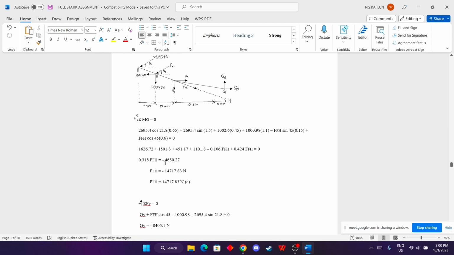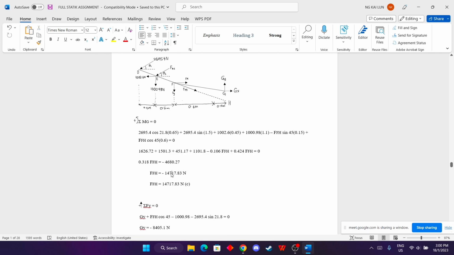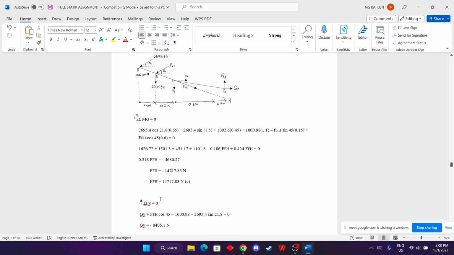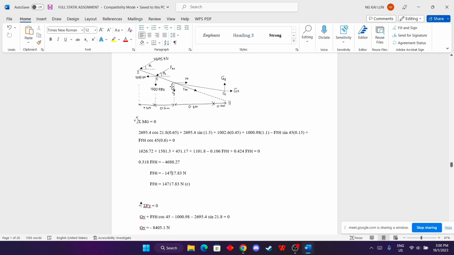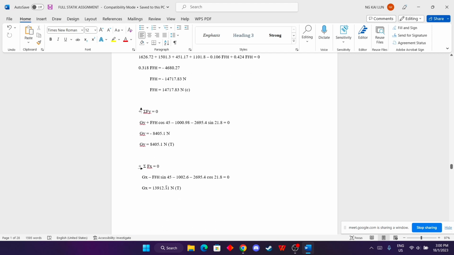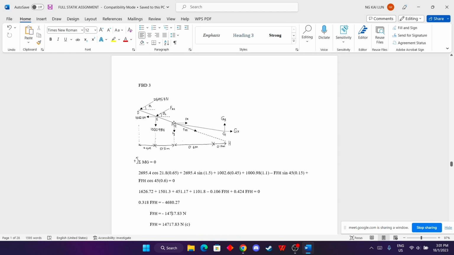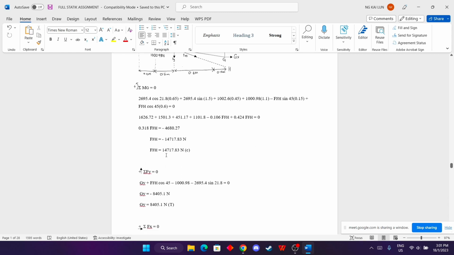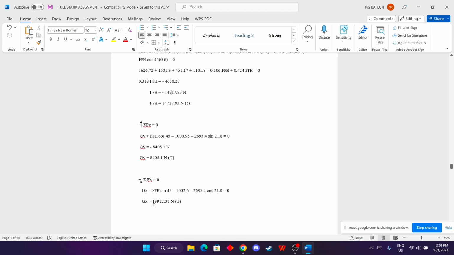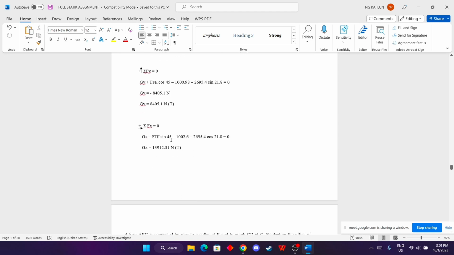I found here FFH equals negative 14 K Newton. This is my original drawing. So for finding GY here, I had to readjust my arrow. The arrow here was pointing up. That's why it's plus plus minus minus. GY plus FY minus EC and then minus D. You can find this. The same thing goes for FX: GX plus FX here, minus EX and DX. And then you can find GX equals 13,912.31 Newton.